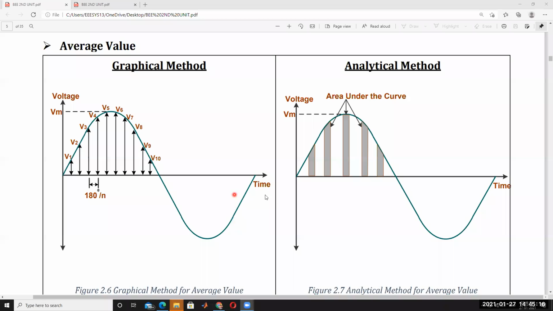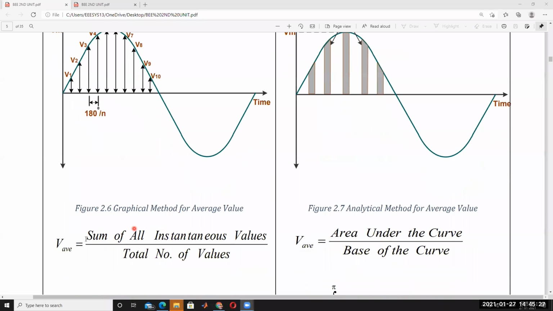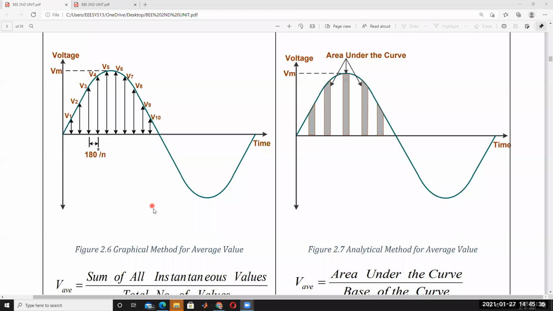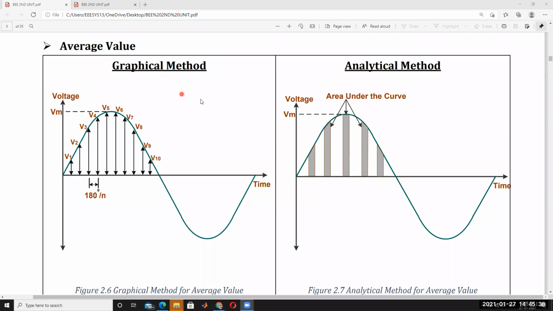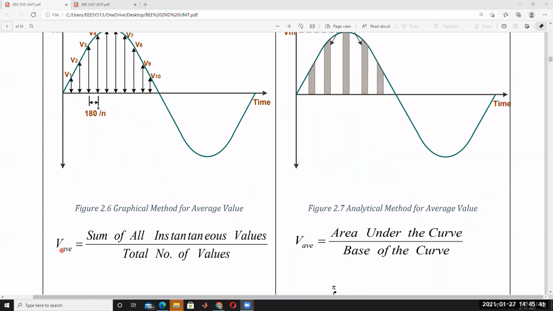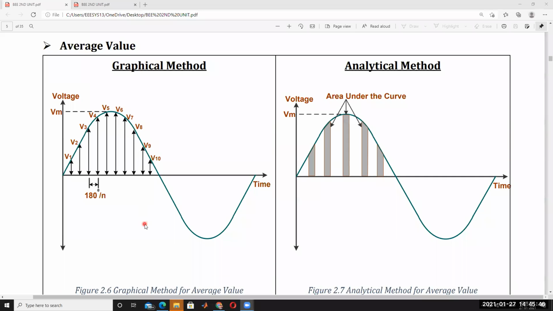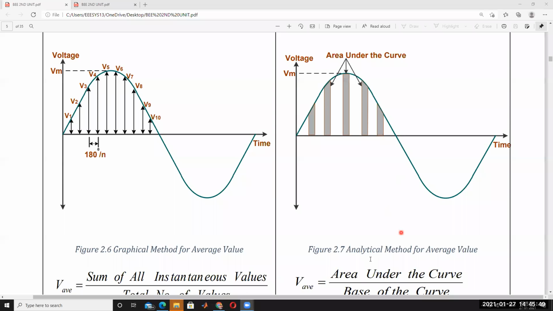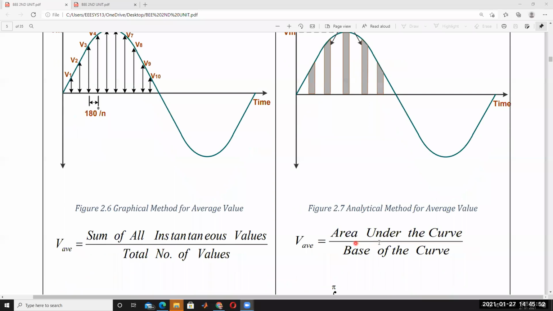For the sine waveform, the average value from the graphical method and from the analytical method, both results are the same. V average is nothing but the sum of all instantaneous values divided by the total number of values. That's called V average according to the graphical method. For the analytical method, V average is the area under the curve divided by the base of the curve.